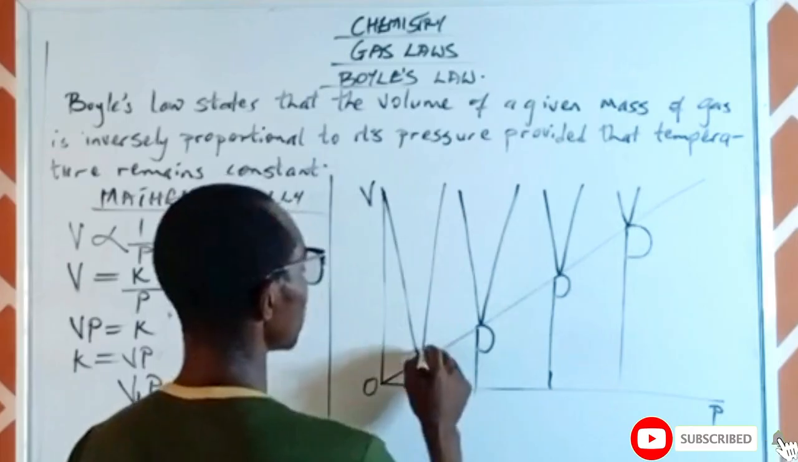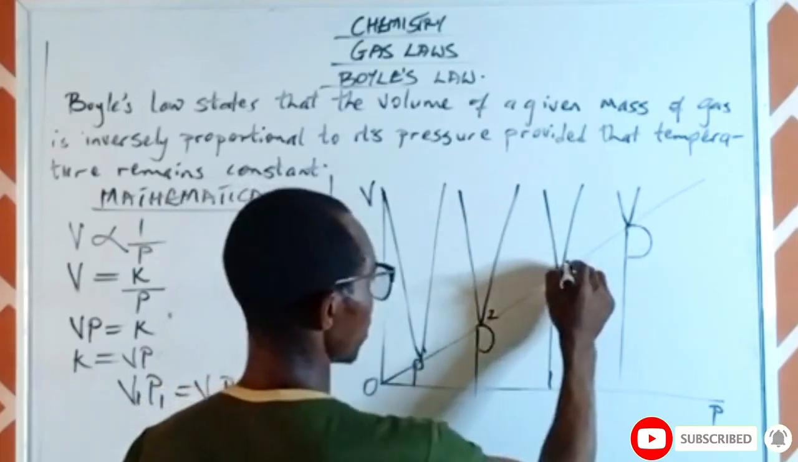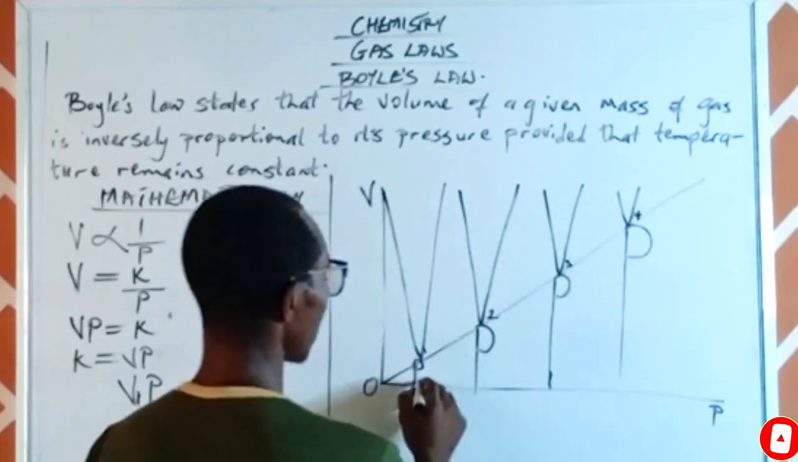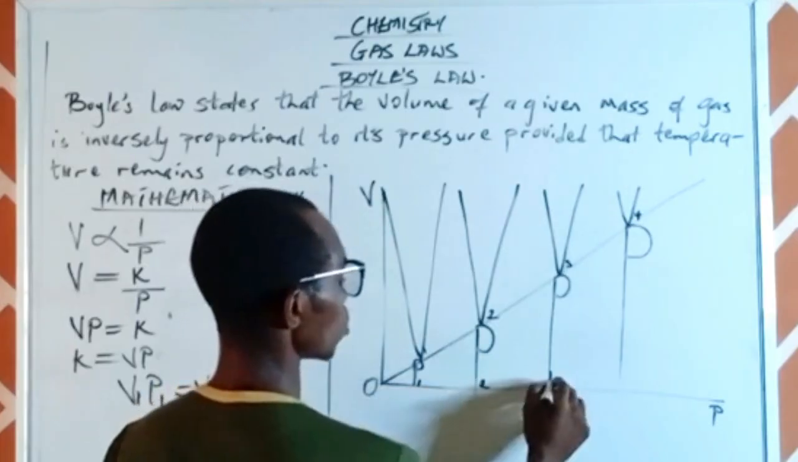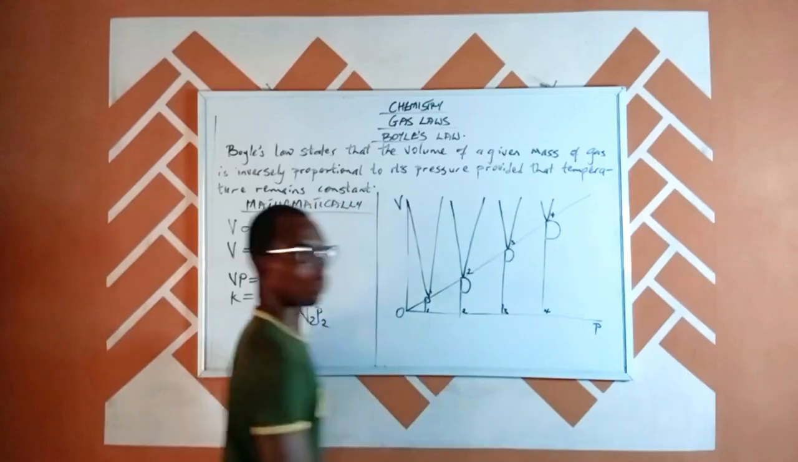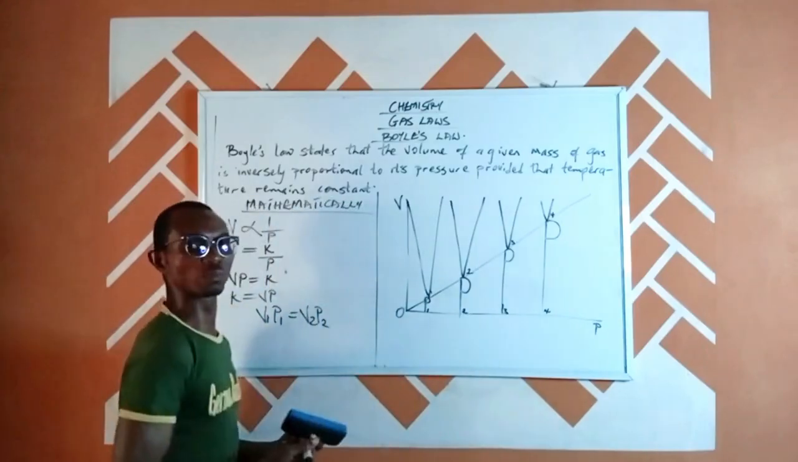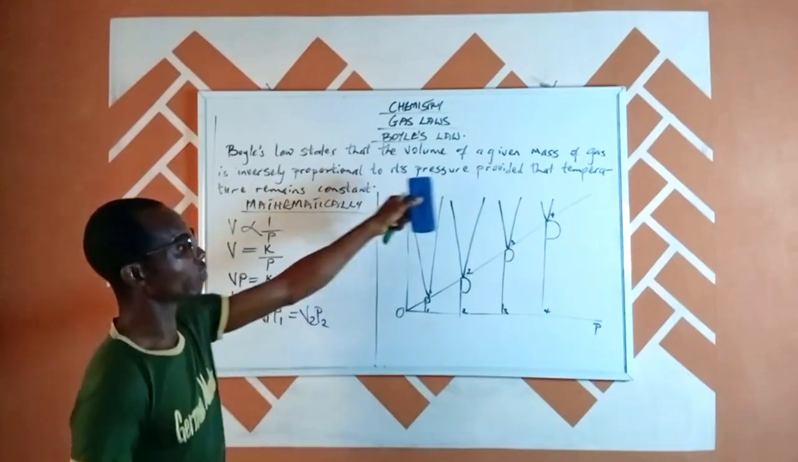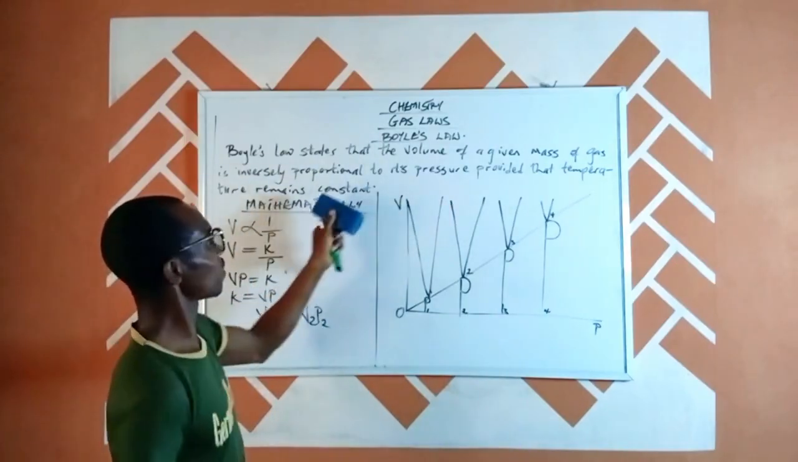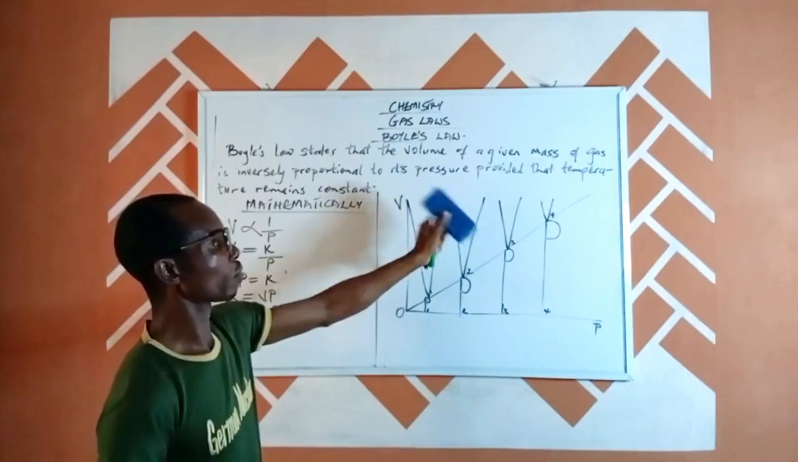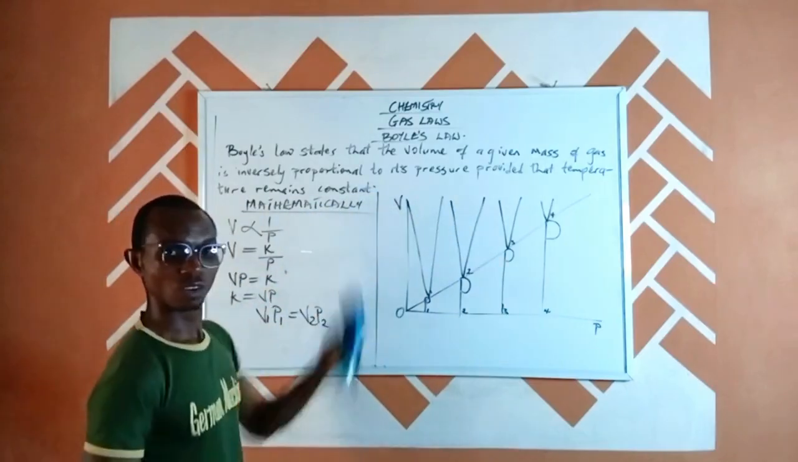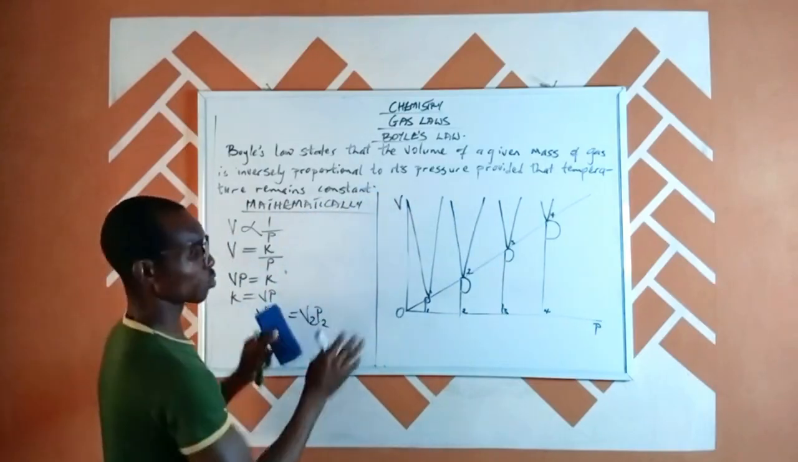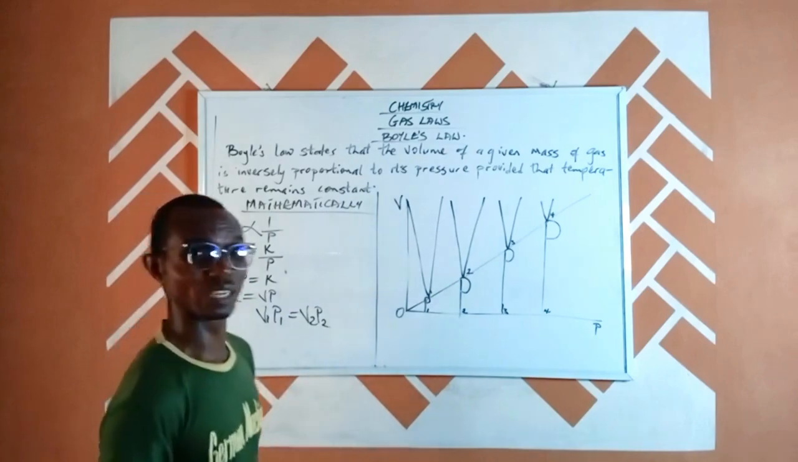So here we have our V1, V2, V3 and V4. And here also we have P1, P2, P3 and P4. So this is basically what Boyle was trying to explain to us when he said that the volume of a given mass of gas is inversely proportional to its pressure provided that temperature remains constant. So having understood this, now let us take one or two examples.